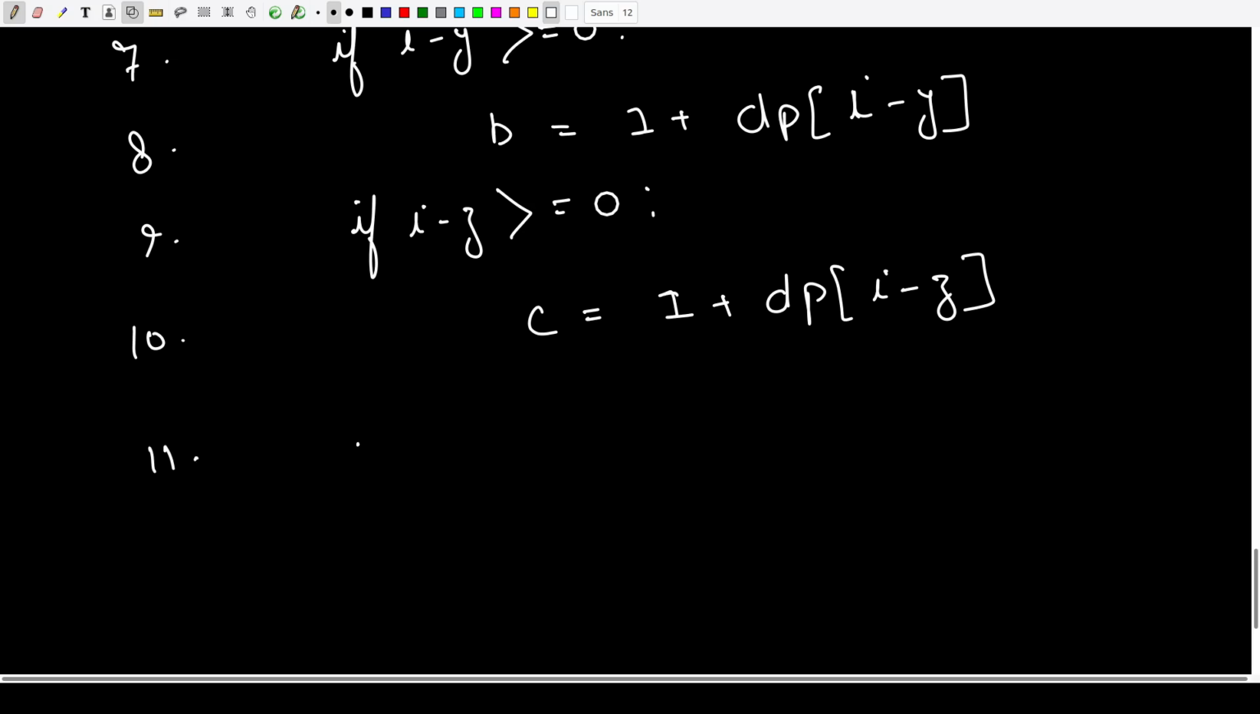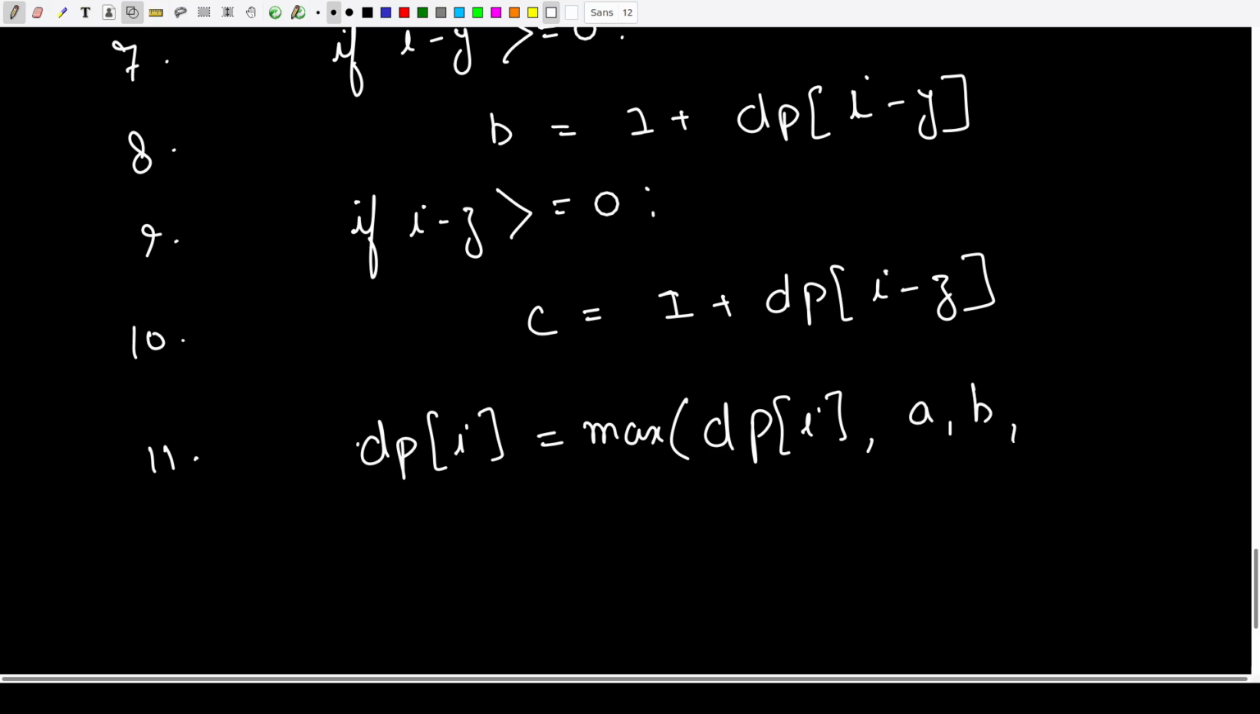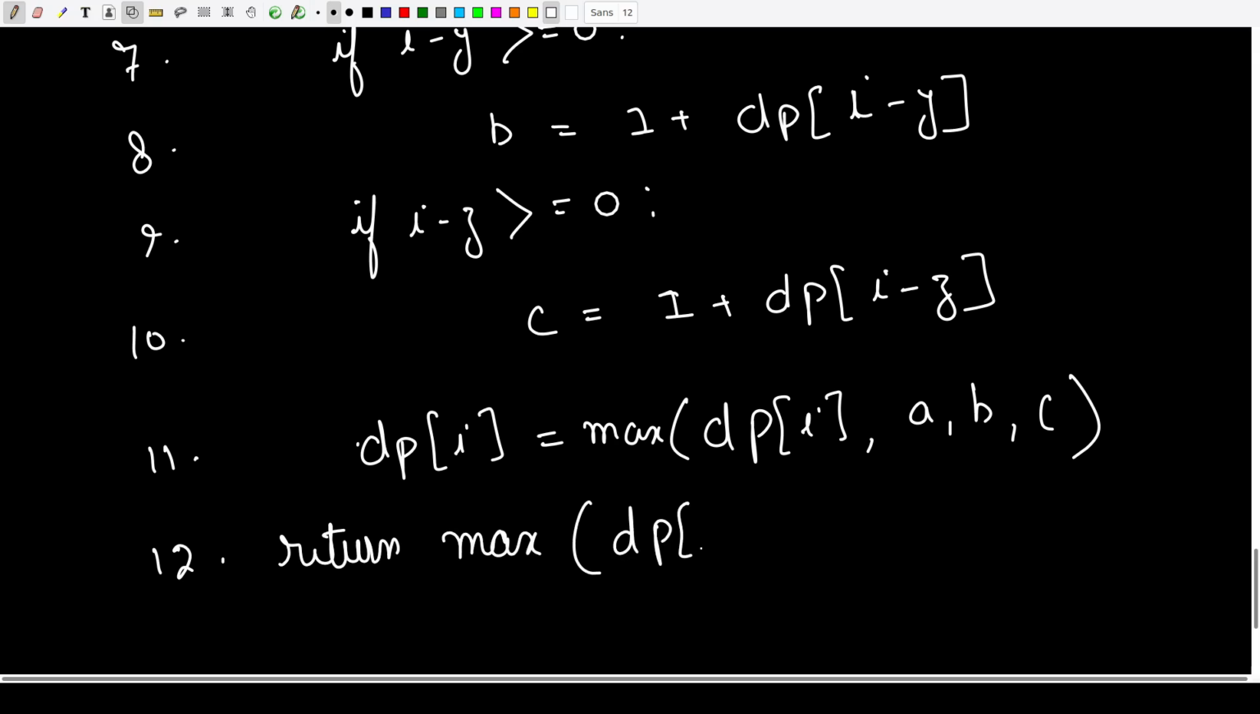Now, what will be the value of dp of i? Well, the value of dp of i will be equal to the maximum of dp of i, the existing value, or the values of a, b and c. So the maximum of these four values will be the value of dp of i. And towards the end, all we have to do is return the maximum of dp of n, comma 0. And in this way, we will be able to find our maximum cut. So that's the pseudocode, folks.